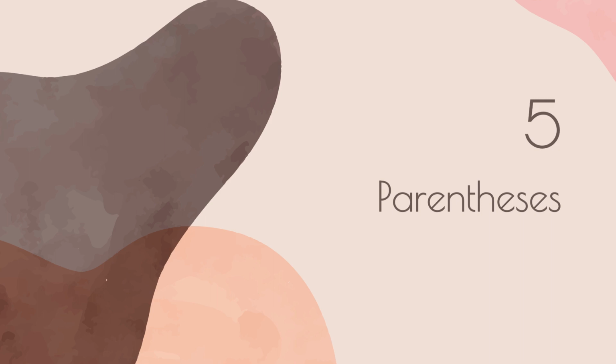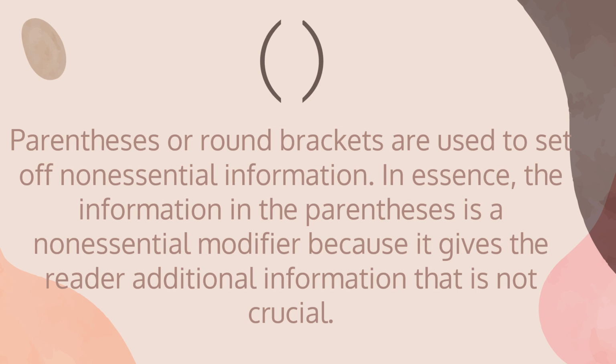The next punctuation is parenthesis. Parentheses or round brackets are used to set off non essential information. In essence, the information in the parentheses is a non essential modifier because it gives the reader additional information that is not crucial.